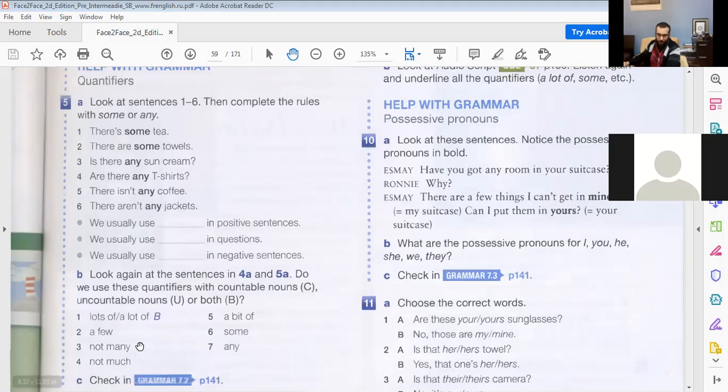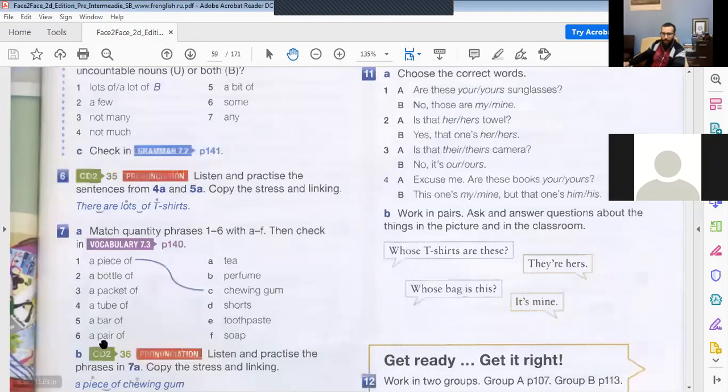And we also talked about which ones go for countable nouns and which ones go for uncountable nouns. And we also found out that, for example, some of them, like lots of and a lot of, you can actually use it for both. You can use it for countable objects, countable nouns, and uncountable nouns. The same thing with some. So some you can use it for countable nouns, uncountable nouns. So we covered this.